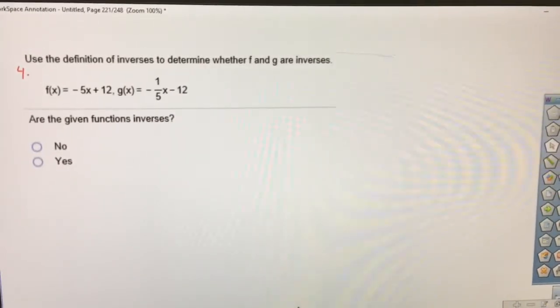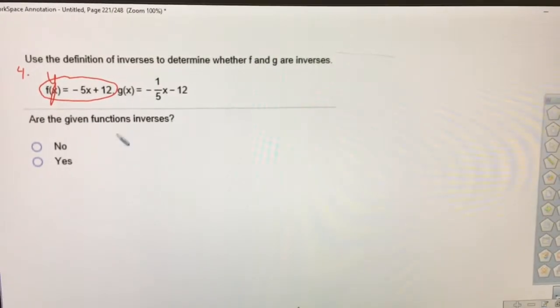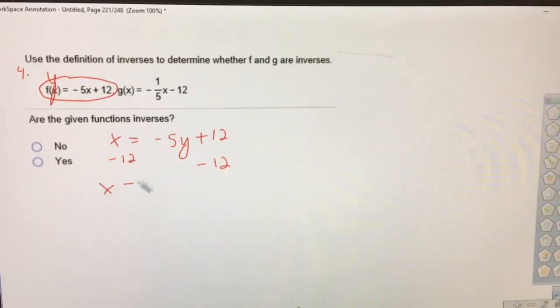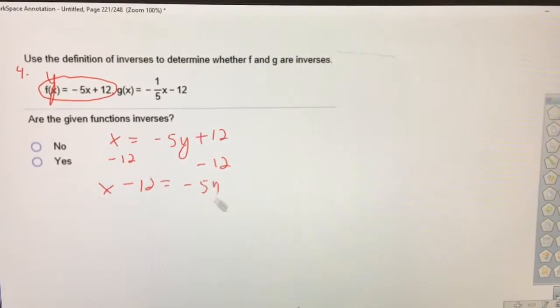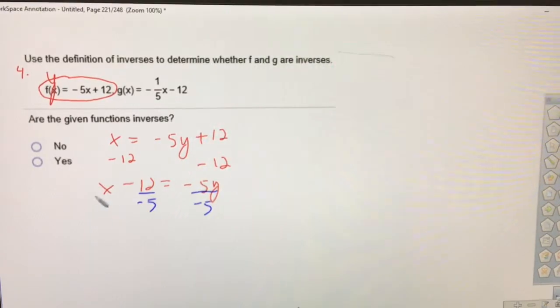I am actually not going to use the definition of inverses. I'm just going to take the inverse of this first one and see if it equals the second one. So the first step: this is y equals -5x plus 12. I'm going to rewrite it as x equals -5y plus 12. I'm going to subtract 12 from both sides. That's going to give me x minus 12 equals -5y. I'm then going to divide everything by -5.